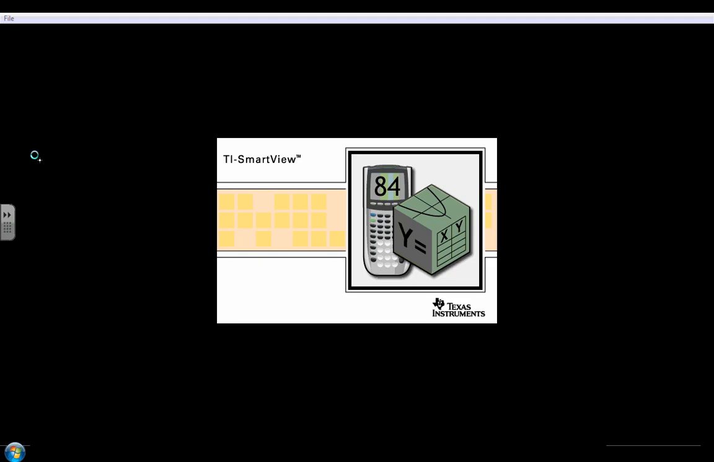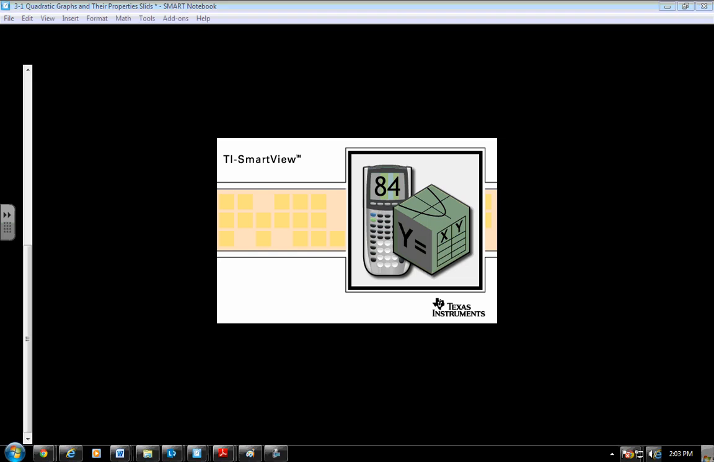Slow calculator. Uh-oh, it broke. I have a lot of things open, so the computer's struggling a little bit.